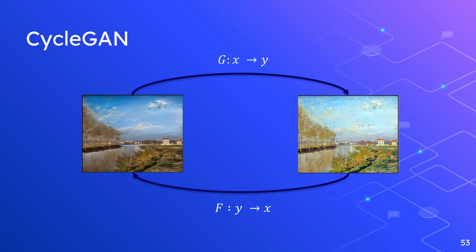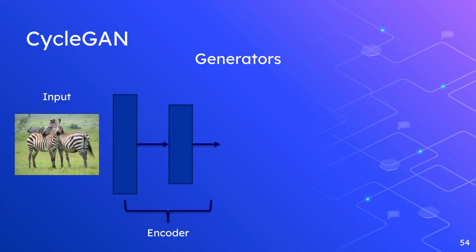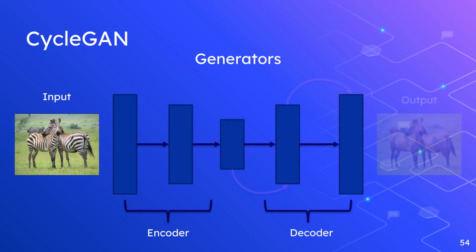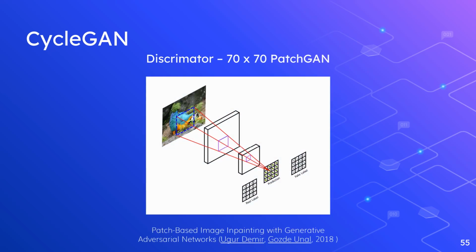Both G and F are generators in our architecture. The generators use an encoder-decoder model, where they take the input image from one domain, encode it to a certain layer, and decode it into the other domain. The decoder also has these skip connections. The discriminator is a 70 by 70 patch GAN. What this means is, it goes through the image in 70 by 70 portions and checks if that part is real or fake.